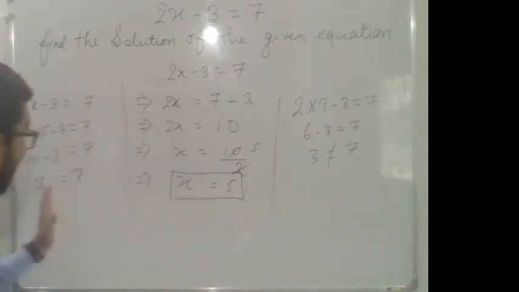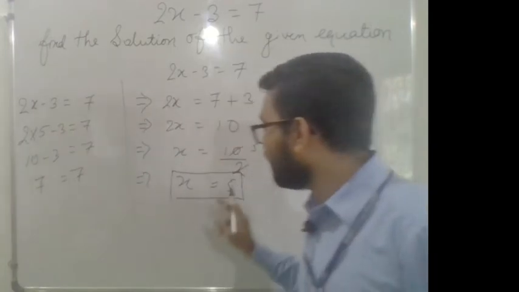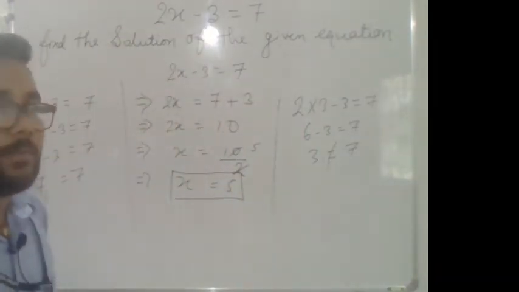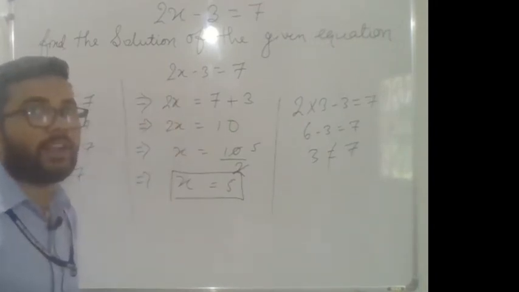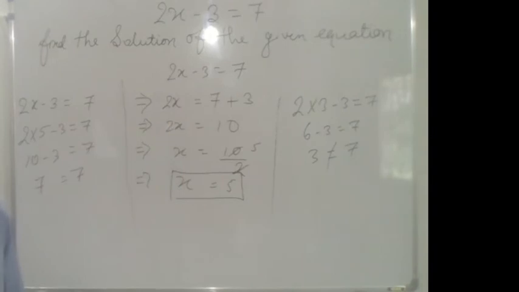If you get LHS equal to RHS, it means whatever value you got is correct. Okay, so in this way you can find the solution. This is the solution of the linear equation. Let us see another example.